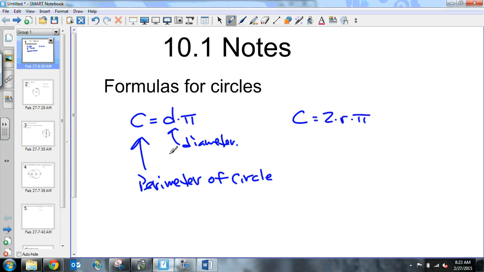So this leads us to say that the diameter and 2 times r are equivalent statements, so we can say that the diameter is equal to 2 times the radius. If you multiply the radius by 2, you get the diameter. If you divide the diameter by 2, then you get the radius.